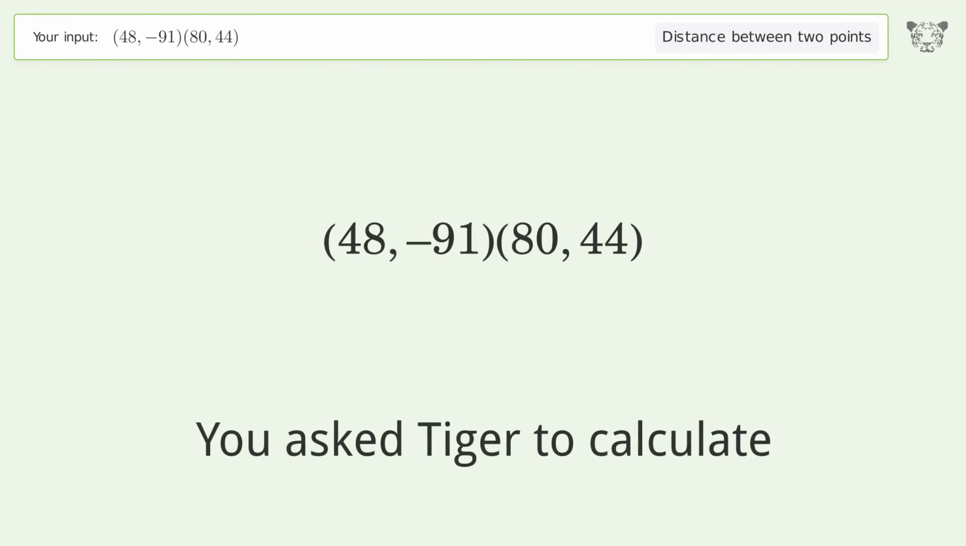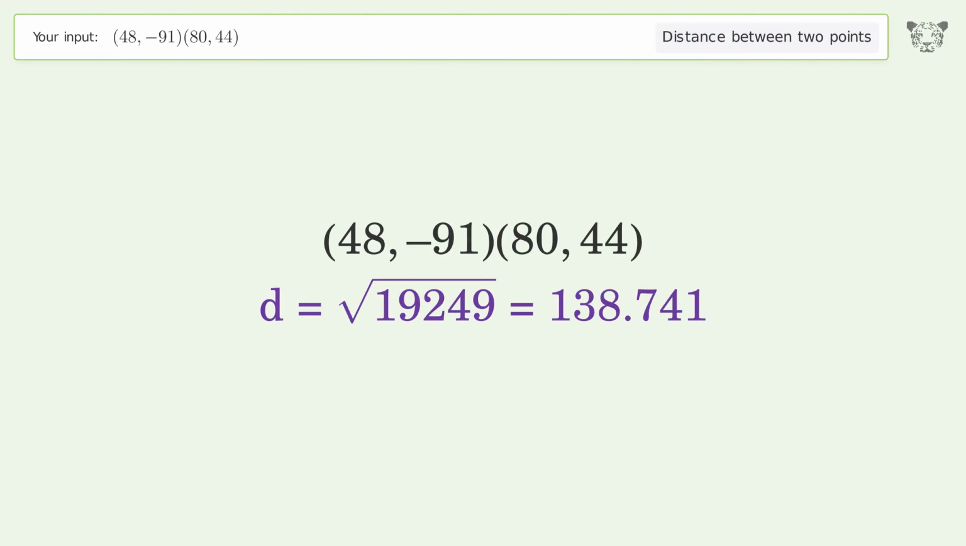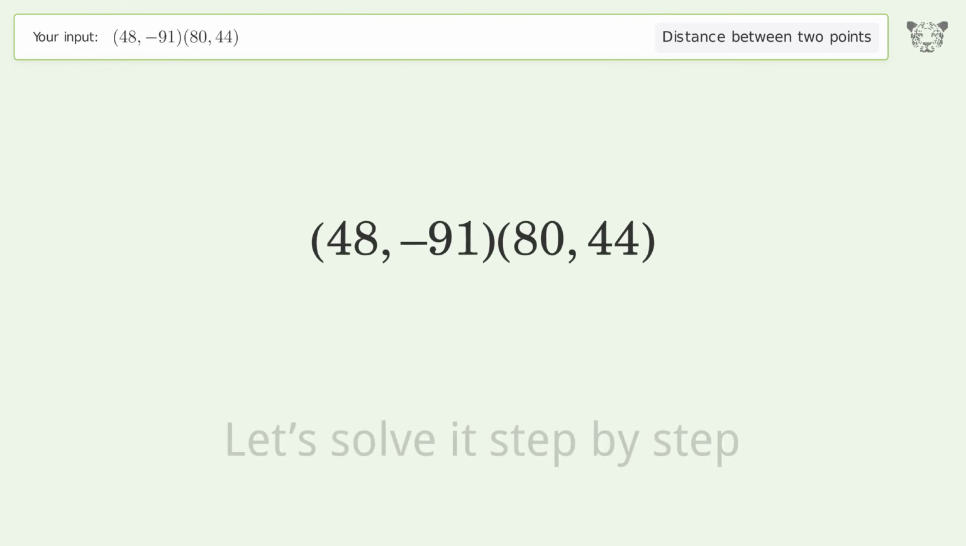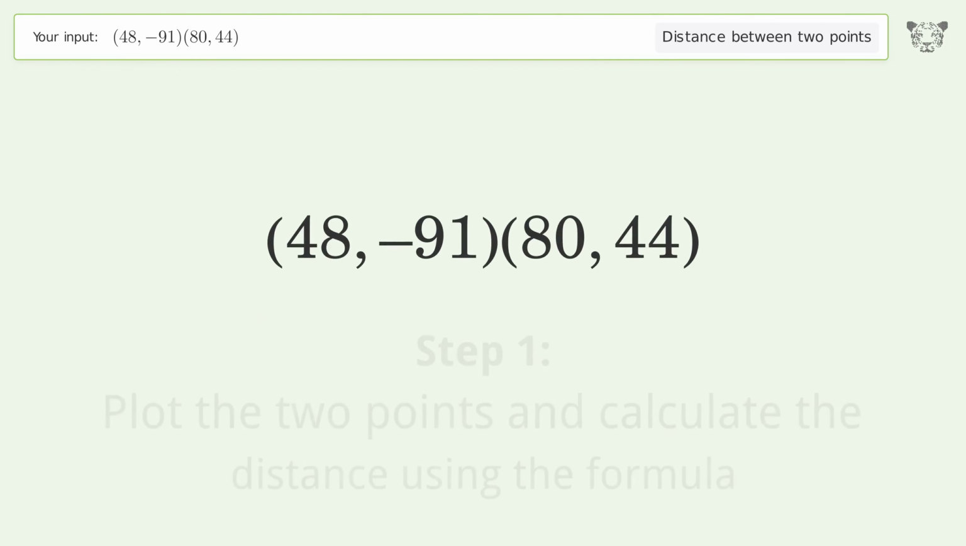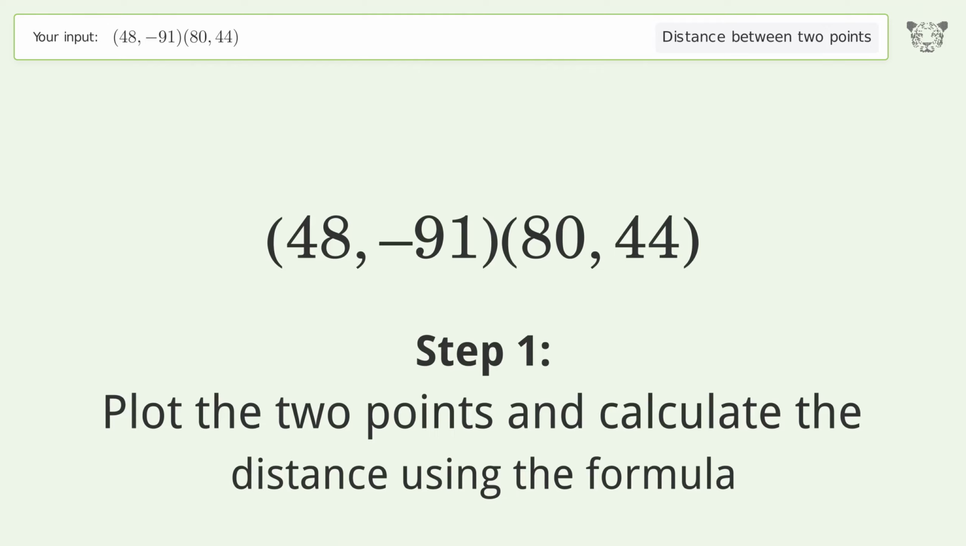You ask Tiger to calculate. This deals with the distance between 2 points. The distance between the 2 points is the square root of 19,249 or 138.741. Let's solve it step by step. Plot the 2 points and calculate the distance using the formula.